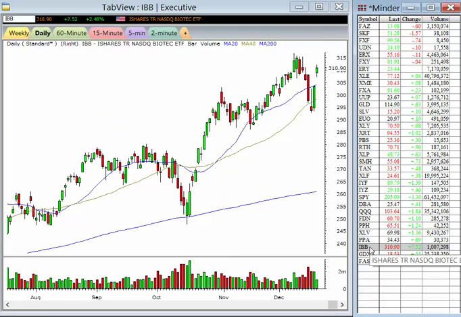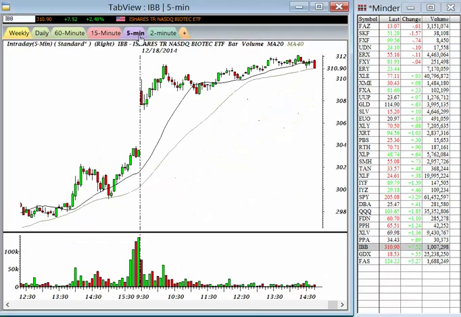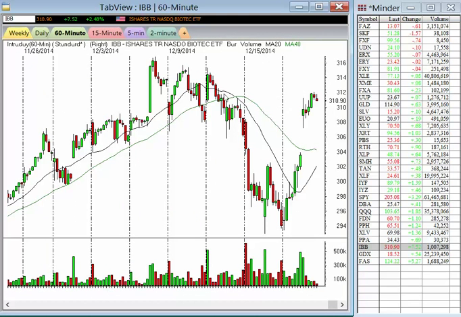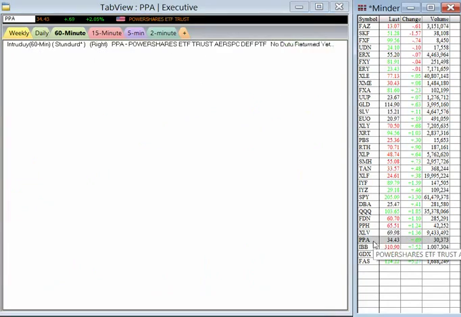Okay, so this IBB, this biotech, very strong. See what's going on there. It's up. Look at 60. Up here near resistance. It's got some more room to run, but it's extended. Wouldn't touch it at this point.